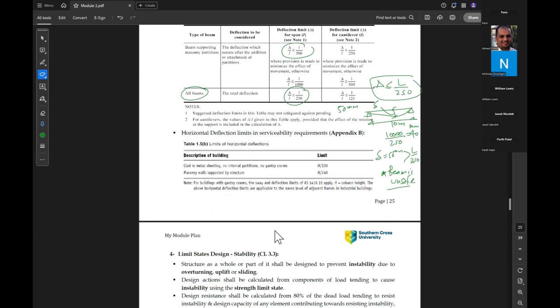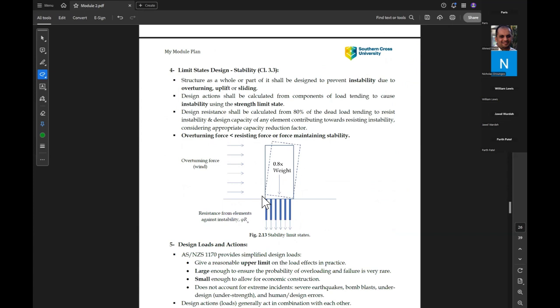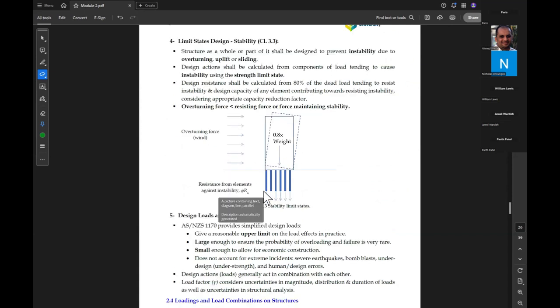Okay, there is also some horizontal deflection limit state for some elements like the cladding in metal sheeting, H over 150, masonry walls, H over 240. And here are some design limit states for stability. You can also have a look at that because it is not our focus in this course, so you can have a quick read on it.